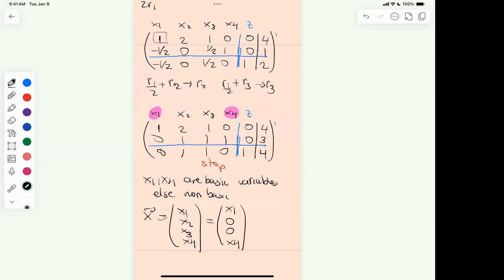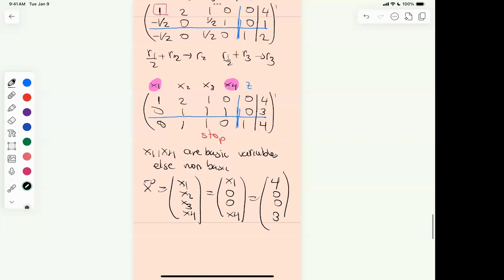And what are the values for x1 and x4? The value for x1 goes with the coefficient here. So that would be 4. The value for x4 goes with the coefficient here. So it would be 3. Okay. And this is the maximum, the optimum value. So this one does maximize, right?